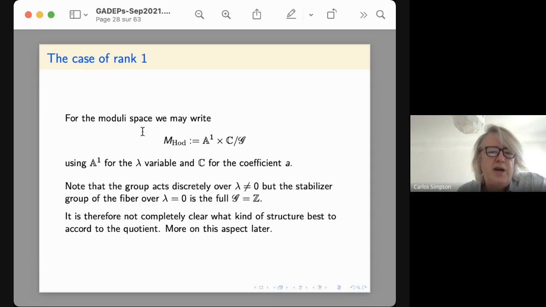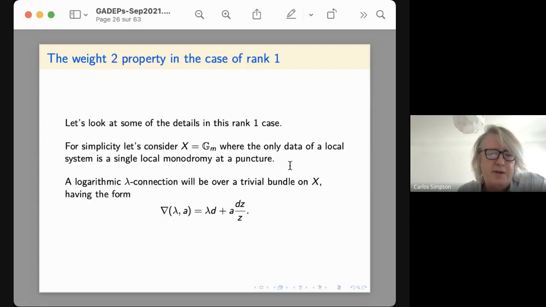Okay, so let's just write the moduli space in the following way. So the Hodge moduli space, it's going to be A1 cross C, where A1 and C are the same thing, but the A1 is used to denote the variable, which is the lambda variable, which is the chart inside the twistor P1. And then the complex number variable, that's the variable a, which is the coefficient of our connection. Let's just back up a minute here, right? The a here is the only variable we have in this picture, just because we chose a very simple case of X equals just P1 minus 2 points. Okay.